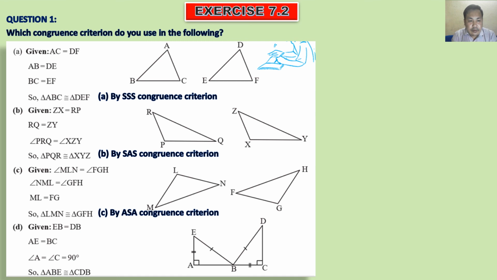So my dear students, in D these two triangles are congruent by the criterion called RHS congruence criterion. RHS means the right angles are the same, their hypotenuses are the same, and one of the corresponding sides is also equal. So by the RHS congruency criterion, triangle ABE and triangle CDB are said to be congruent triangles.